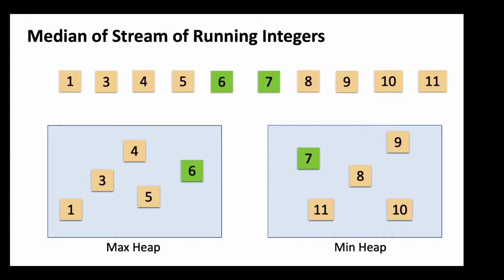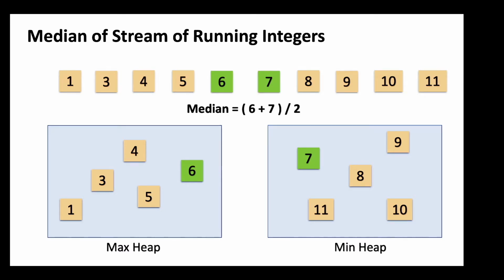So these are basically the two numbers that we need for finding the median of a stream of running integers, if we can divide the running set of numbers into two equal halves within two heaps. And right now at this point, if we want to calculate the median of this series, the value of the median will be 6 plus 7 divided by 2. So this will be the answer to our question.